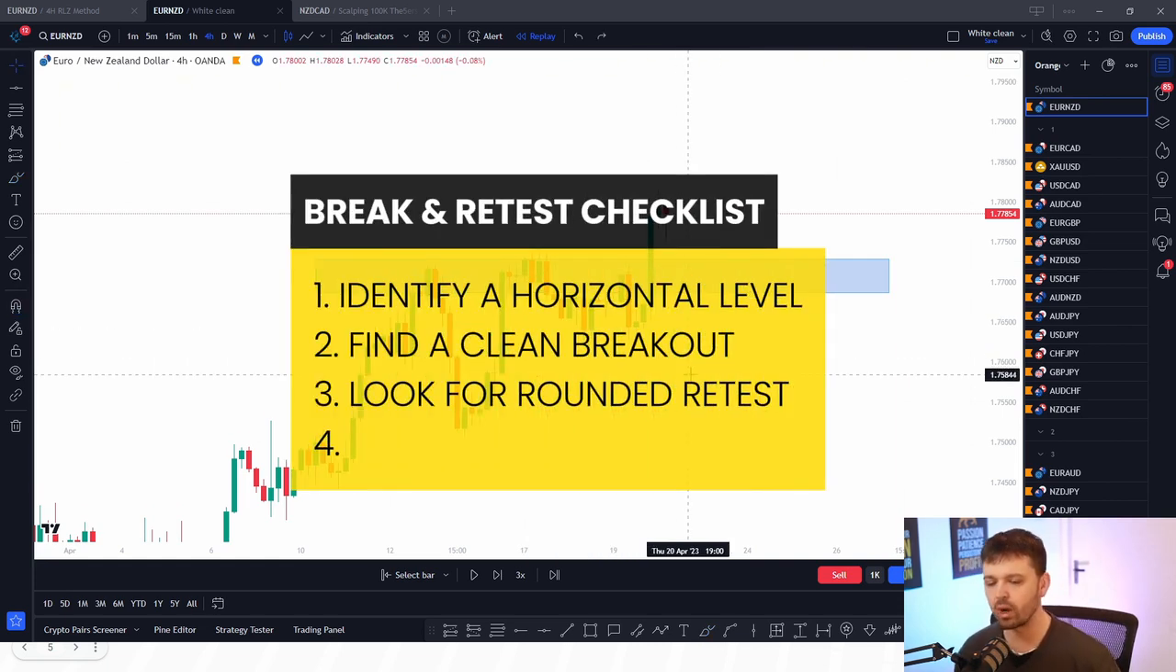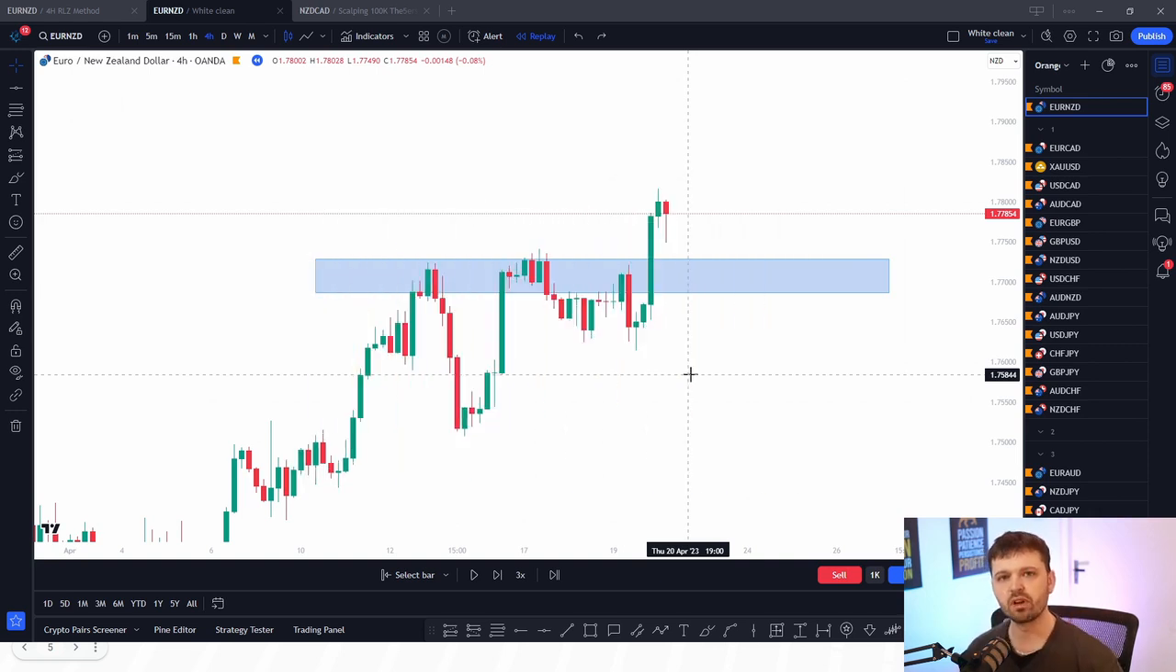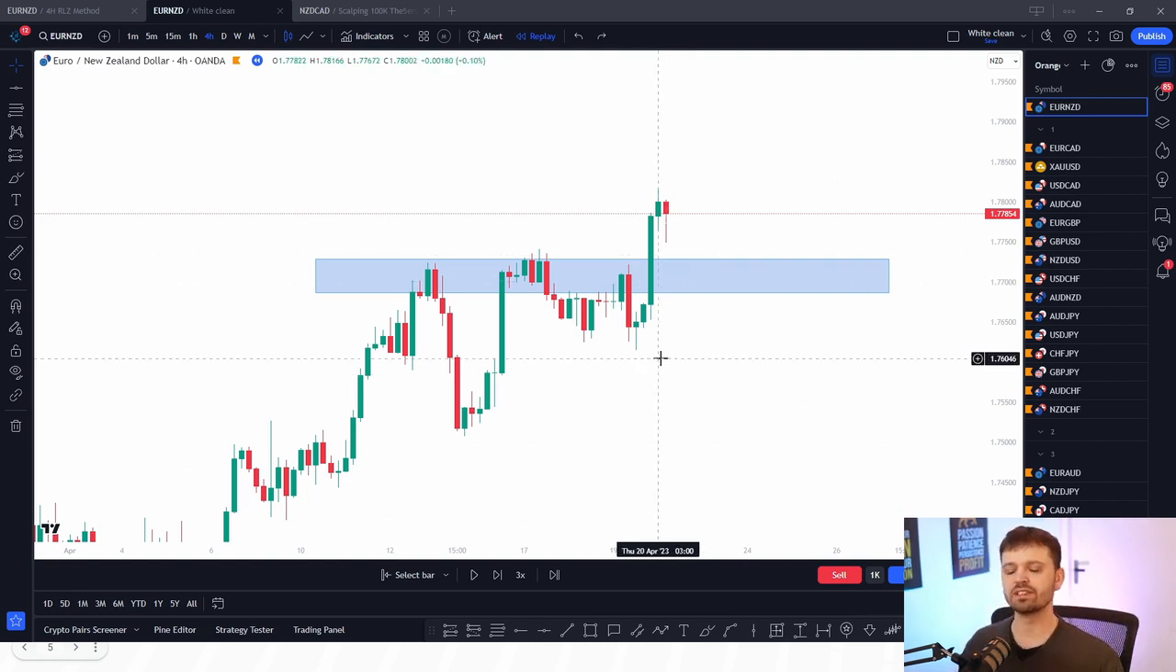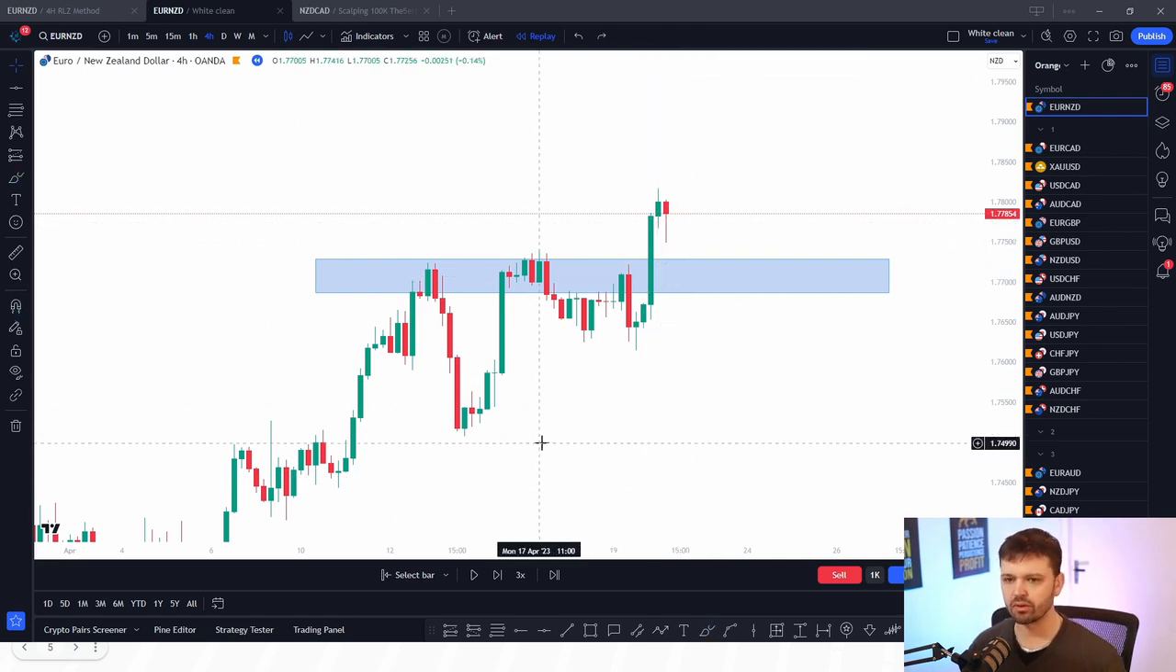Okay. So what have we done now? We identified a horizontal level. We have identified a clean breakout. And for the retest to happen, we need a clean rounded retest. And the entry needs to happen on the first retest. Clean rounded retest means we have a clean breakout and a rounded price action before the retest. It also means that there should not be any retest of the breakout level before the first retest, which means no immediate retest. An immediate retest would be if this wick goes down here. We're not seeing that, okay?